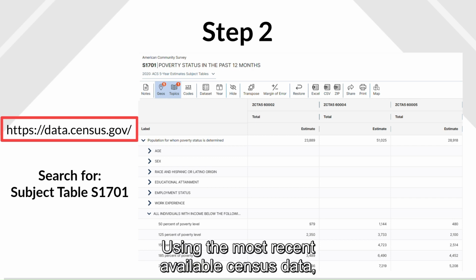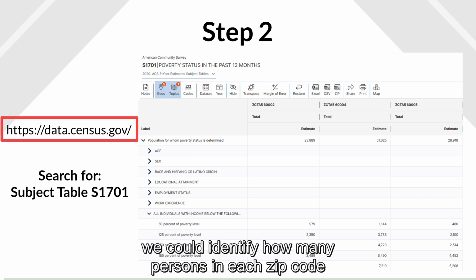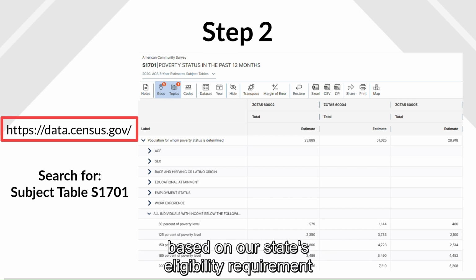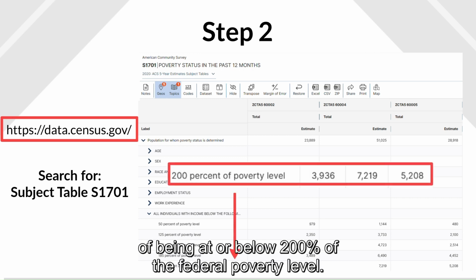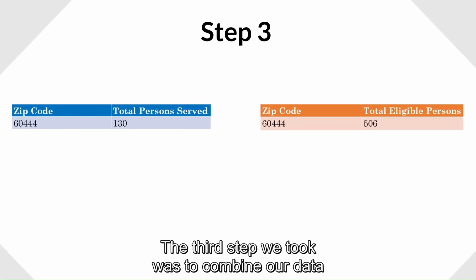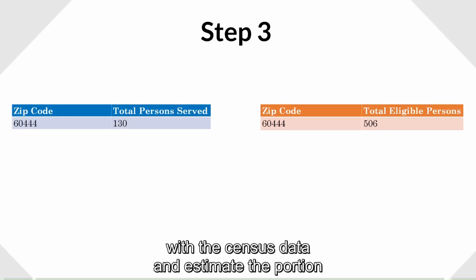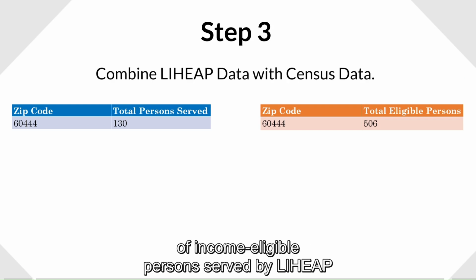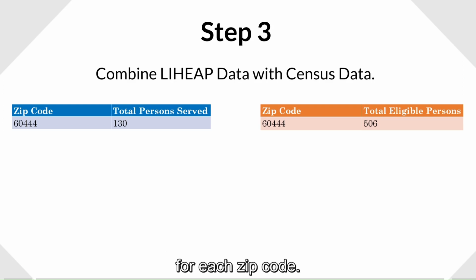Using the most recent available census data, we could identify how many persons in each zip code were eligible for LIHEAP based on our state's eligibility requirement of being at or below 200% of the federal poverty level. The third step we took was to combine our data with the census data and estimate the portion of income eligible persons served by LIHEAP for each zip code.